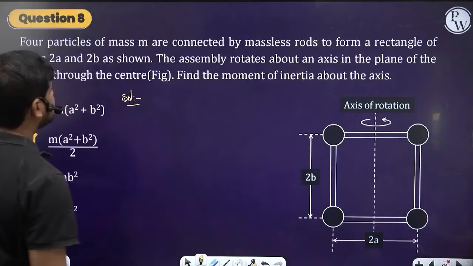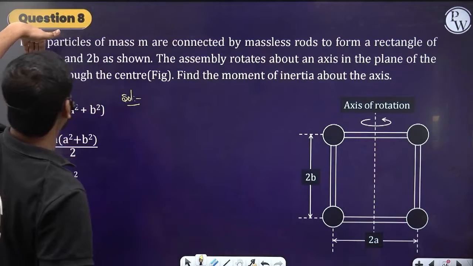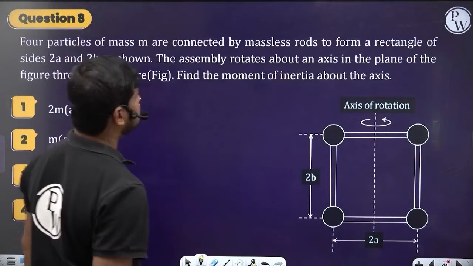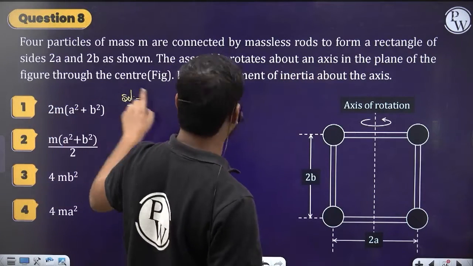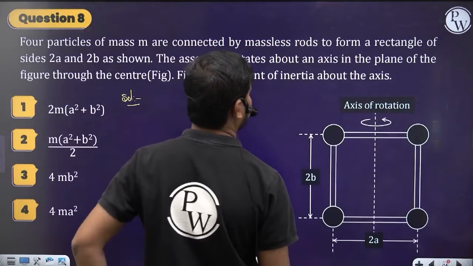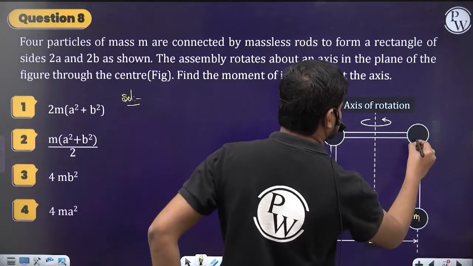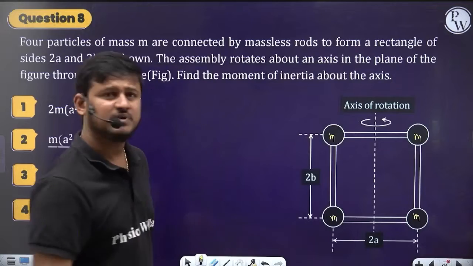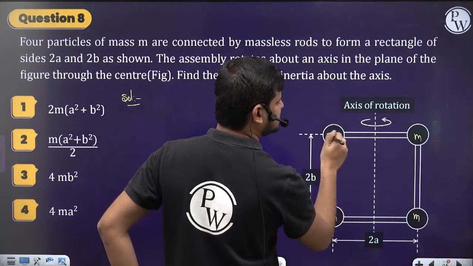Four particles of mass m are connected by massless rods to form a rectangle of sides 2a and 2b. The assembly rotates about an axis in the plane of the figure shown. So about this axis, it's getting rotated. Find the moment of inertia about the axis. See here, what is the mass? Each one is of mass m.